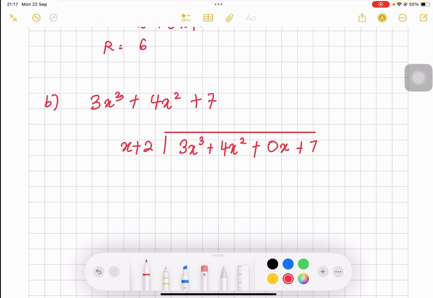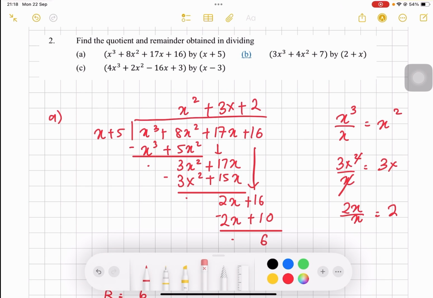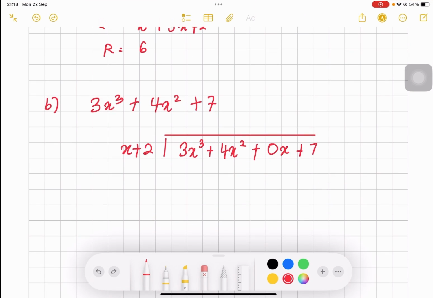Now why do we have to do this? Why do we need to show the x in decreasing power? Because later it's easy for you to arrange where to put your quotient on top of the power. That's why you need to create a value. Now do the same thing, and then you can pause this video and check with the answer.